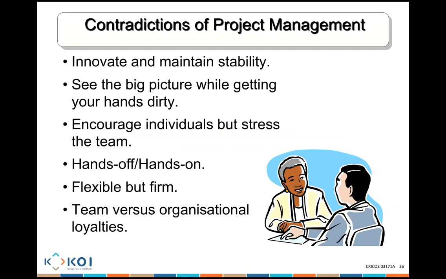Now, ladies and gentlemen, there are a number of contradictions when it comes to the project management role. The project manager needs to be innovative, but at the same time, he needs to maintain stability. How could you innovate and make a change in the business while at the same time ensuring everything remains stable without any change? They need to see the big picture, seeing the system and what everybody's doing, and also get their hands dirty to get the job done.